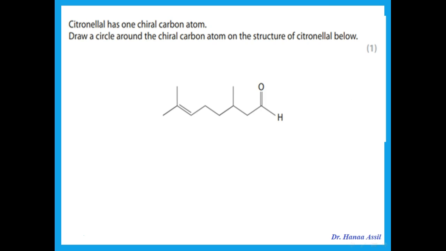This question says, draw a circle around the chiral carbon atom on this structure. Where do we have a chiral carbon atom? Of course, you're expected to understand the skeletal structure, so you should realize that this one is the chiral carbon that has 4 different groups attached to it.